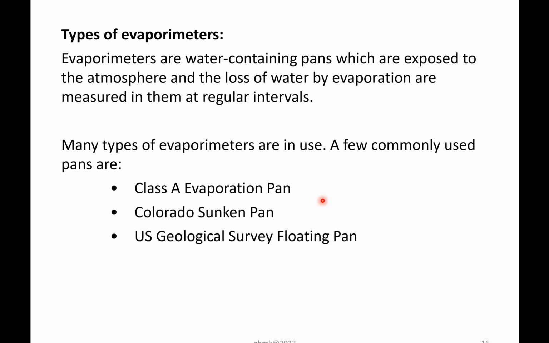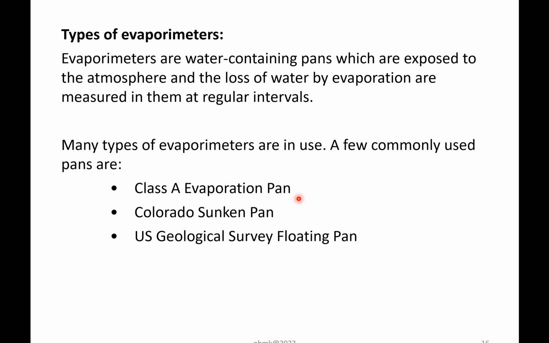Okay, and the first one, evaporimeters. Basically, they are water-containing pans which are exposed to the atmosphere, and the loss of water by evaporation in those pans is measured regularly. There are many types of evaporimeters, and the most common ones are these three.